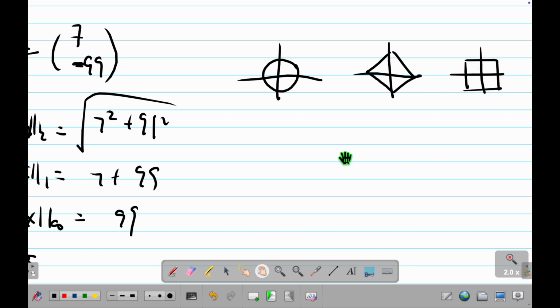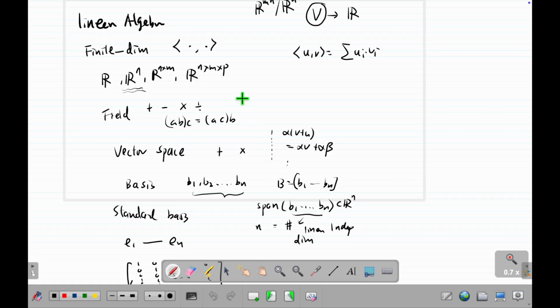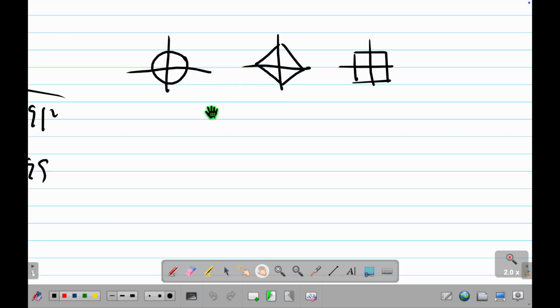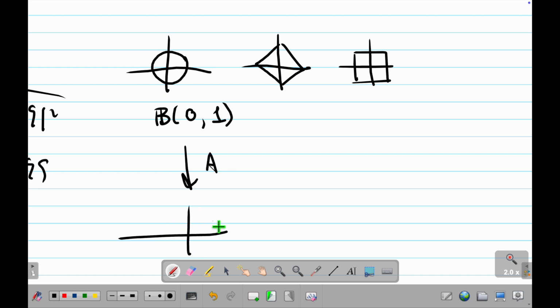So again, these are revision. I'm not going back to the details. Now we combine things. What does it mean? I just talked about linear algebra. Now I'm talking about geometry. That means topology. Let's combine them. If I combine them, this is what? This is the unit norm ball at center 0, radius 1, right? After linear transformation A, I get an ellipse.